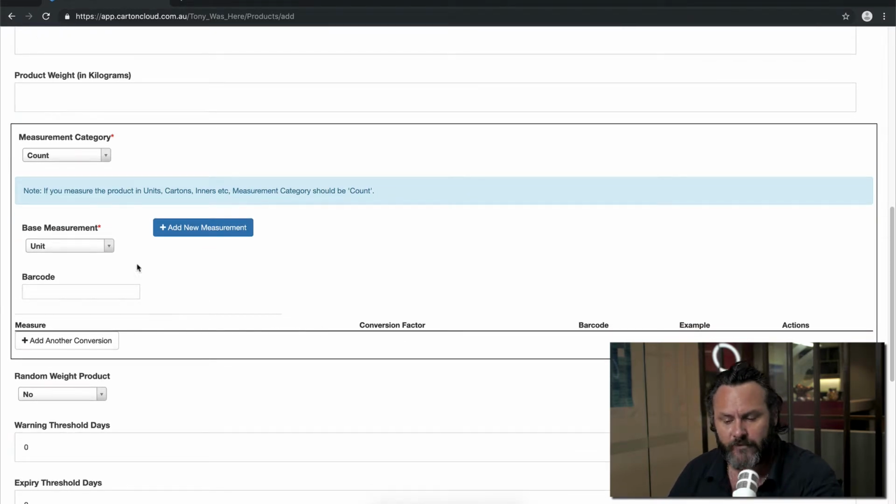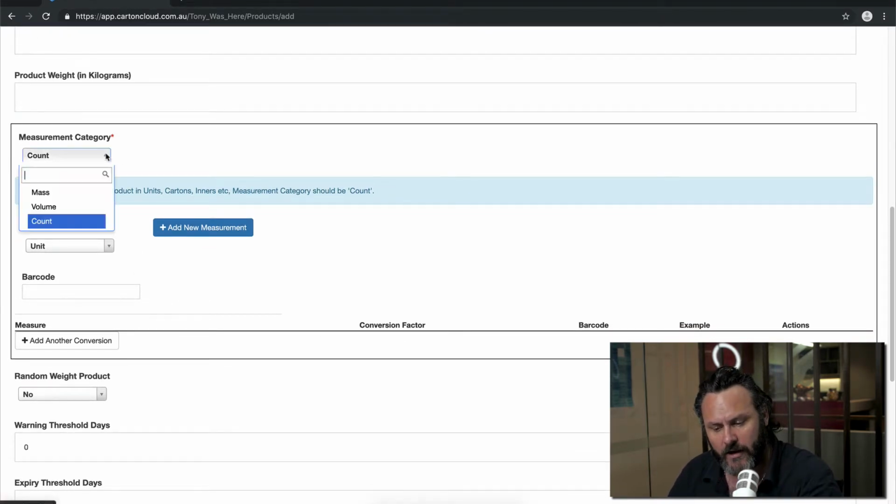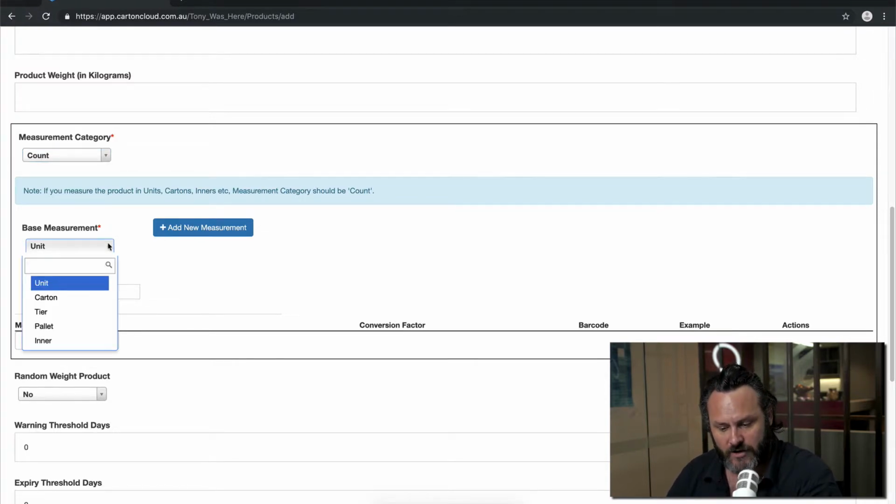Measurement category generally we use as count, or if we had mass being the cubic or the volume. So furniture carriers will use mass, or furniture warehouses will use mass. A lot of the meat brokers and things will use volume, but for today we're going to use count. So this is where we come into our base unit of measure.